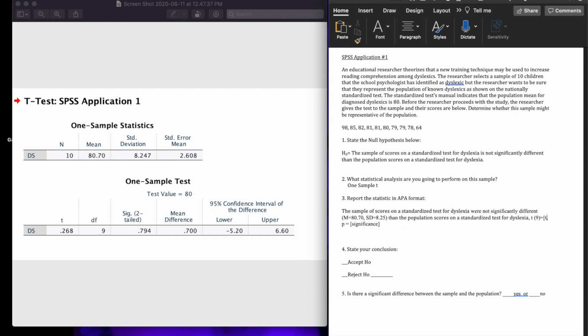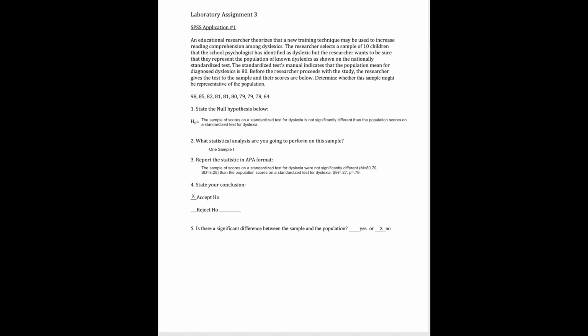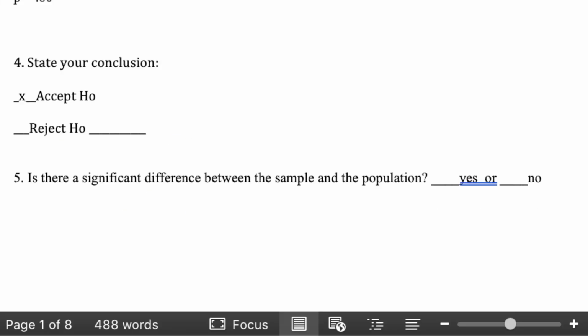So the T value is 0.27. And then there's going to be a comma and then a P for our probability. And then we put our probability value, which in this case is 0.794. So we're going to call that 0.79. So sadly, we do not have a significant result here. So we would have to accept H0.